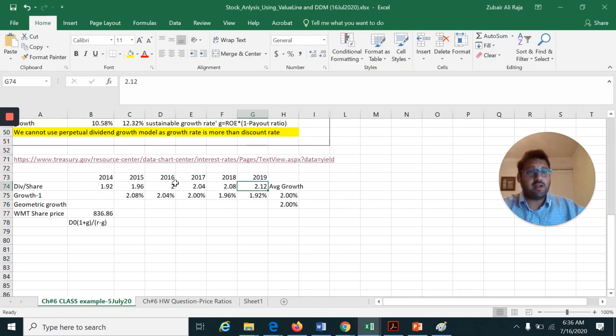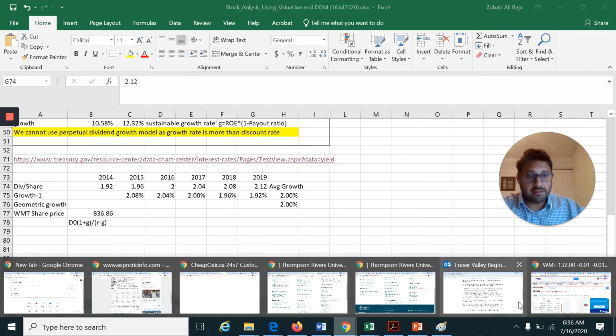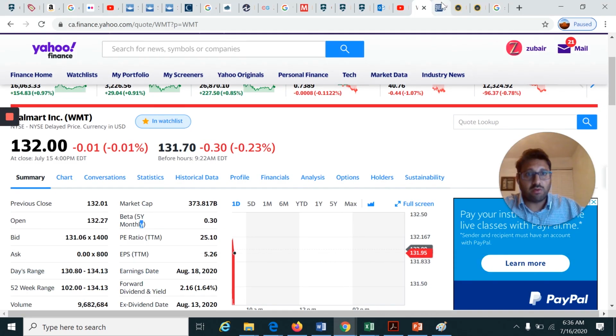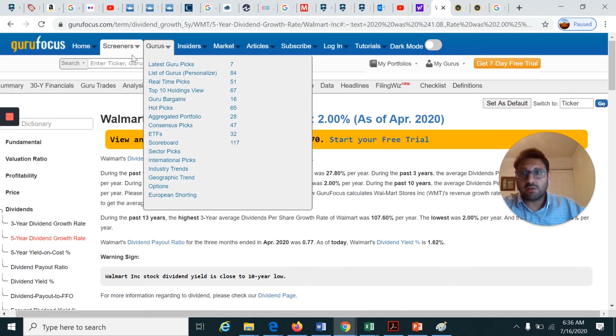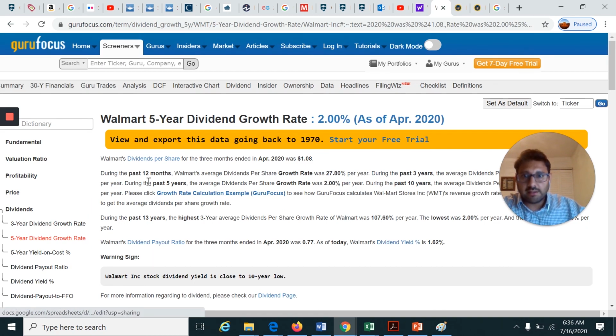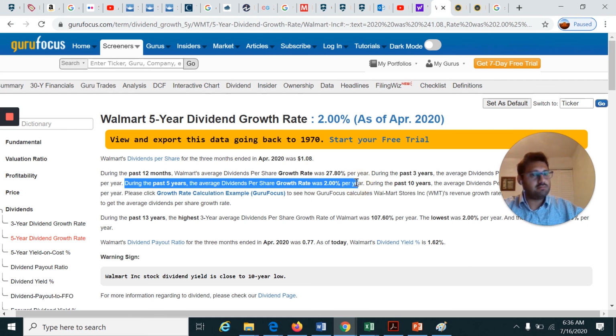Now, what if you do not have Value Line? One thing is there, you need to search on Google, obviously. For example, I searched on Google and found on GuruFocus that during the 5 years, the average dividend per share growth rate was 2%. Well, here we have the data, right? I can simply plug in that 2% in the formula, but I cannot show what the dividend actually was.